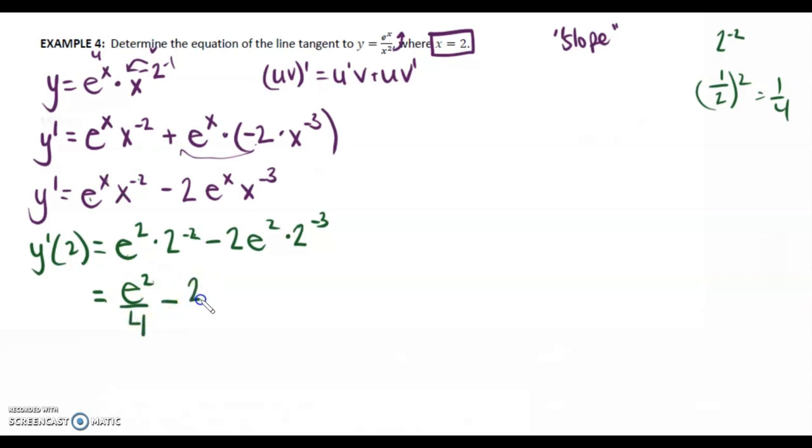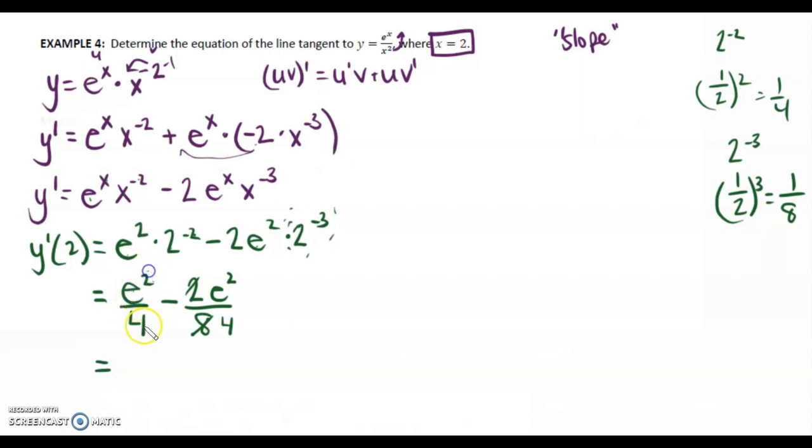Now we have minus 2e squared, and then we have 2 to the negative 3. So 2 to the negative 3 is like saying 1 over 2 cubed, and I get 1 over 8. 2 and 2 is 4, 4 and 4 is 8. So this is going to be over 8. The 2 and the 8 cancel out, the 8 goes to a 4. So I get e squared over 4 minus e squared over 4. So I get 0.